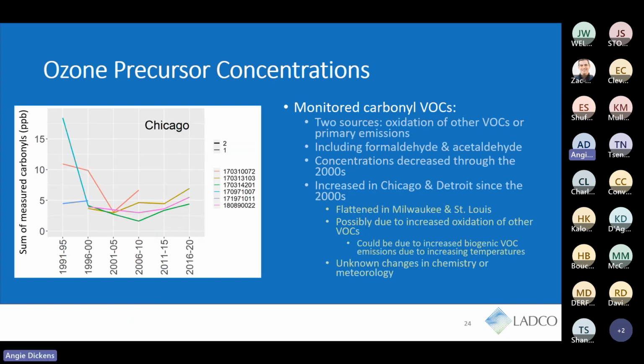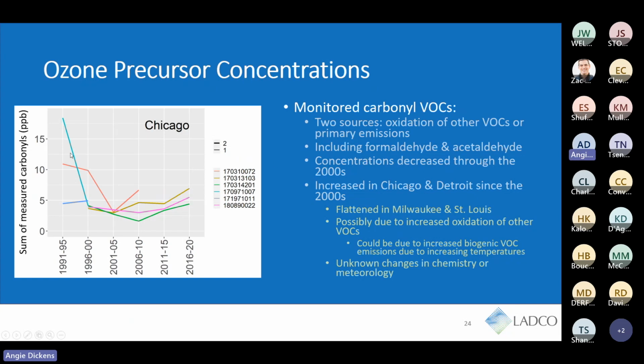Switching to carbonyl VOCs, a different kind of VOCs. These carbonyls come from 2 sources. They can come from oxidation of other VOCs or from primary emissions, meaning being released directly. I'm really just looking at formaldehyde and acetaldehyde here. We do also measure acetone, but acetone has a lot of complex sources, so I didn't include it.